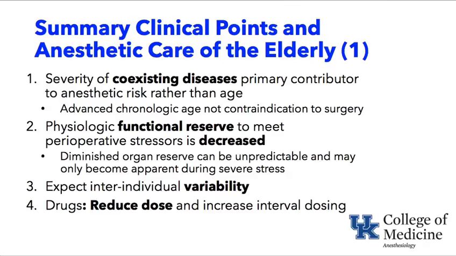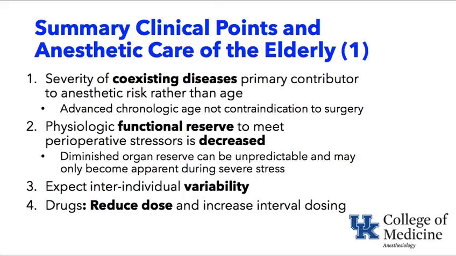So some summary clinical points as we finish up here. Number 1, look at coexisting disease present in these elderly patients. Look at that more importantly than their exact age. Chronologic age versus biologic age, and advanced chronologic age is not a contraindication of surgery.